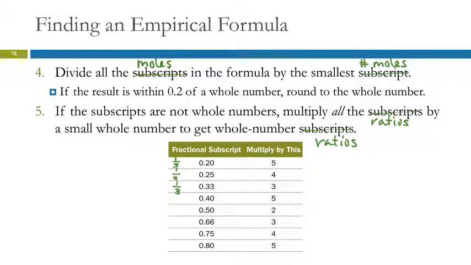If they're not coming out whole numbers, try multiplying them all by 2. If that works, awesome. If it doesn't, try 3. Try 4. Try 5. You shouldn't have to go any farther than that.